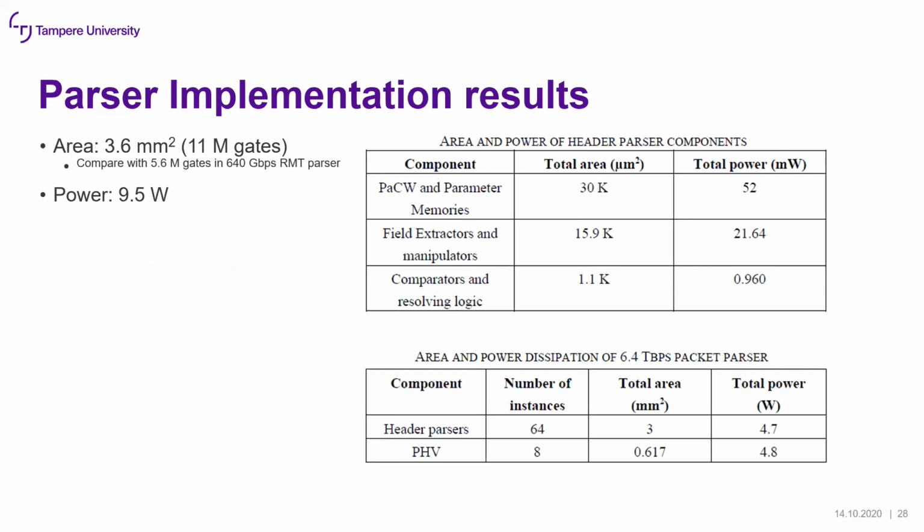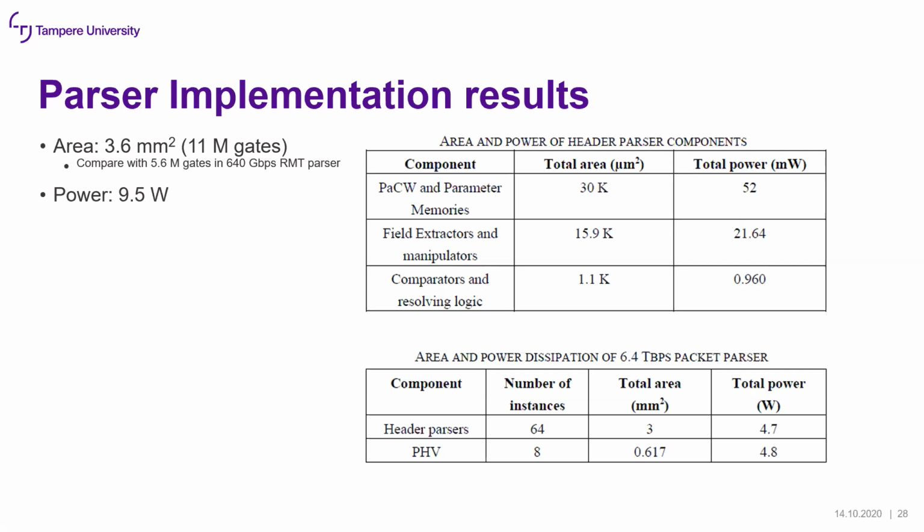So the parser results: the total area is 3.6 millimeters squared, or 11 million gates, and comparing this with 5.6 million gates in the 640 gigabit per second RMT parser, the performance increase is tenfold, but the area increase factor is only 2. And the total power is 9.5.